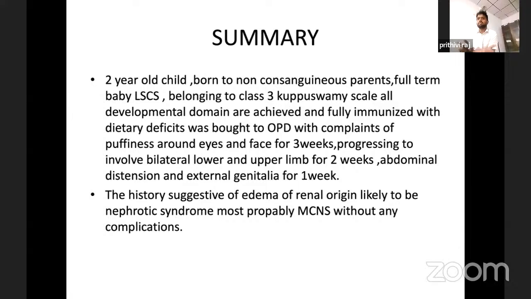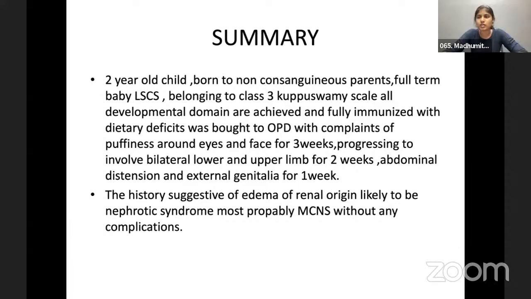Okay, so you said that the child is having edema of external genitalia, right? Since it's a male, it's penile edema or scrotal edema. So what does that signify? What does the genital edema signify in this case?